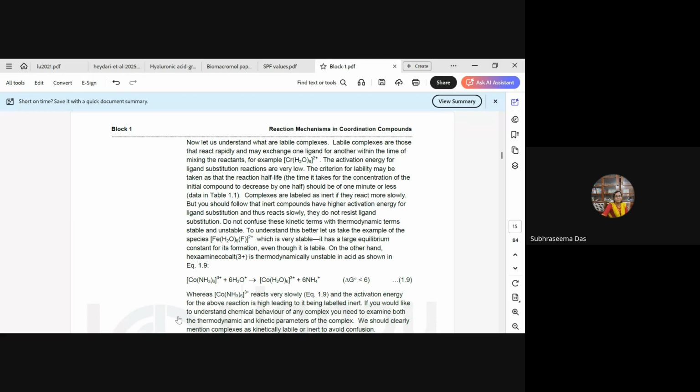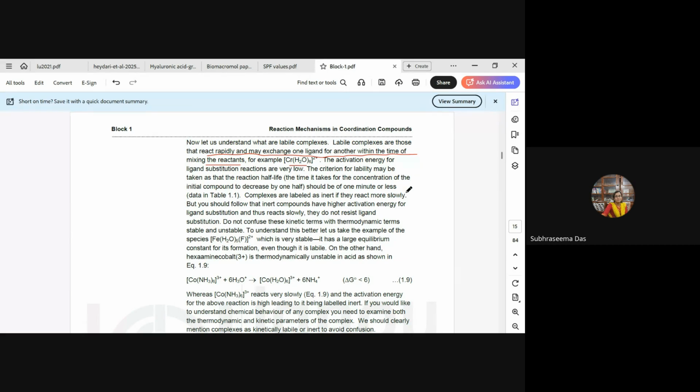So now let us understand what labile complexes are. Labile complexes are those that react very rapidly. We have defined labile complexes where the t half is less than 30 seconds. So this indicates that labile complexes react rapidly and may exchange one ligand for another within the time of mixing the reactants. For example, [Cr(H2O)6]2+.